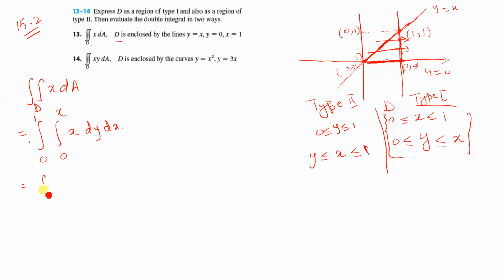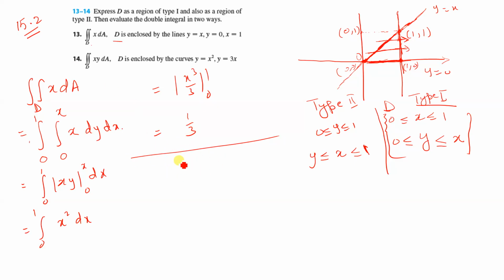Okay, let's solve. 0 to 1, and since we are going to integrate this with respect to y, x will be kept constant and this will become xy. The limits for y are 0 to x. Let's plug in the limits. When y is x, it becomes x squared. When y is 0, it becomes 0. So we are left with x squared dx. And its integration is x cubed over 3, from 0 to 1. And this is equal to 1/3. So this is the answer.